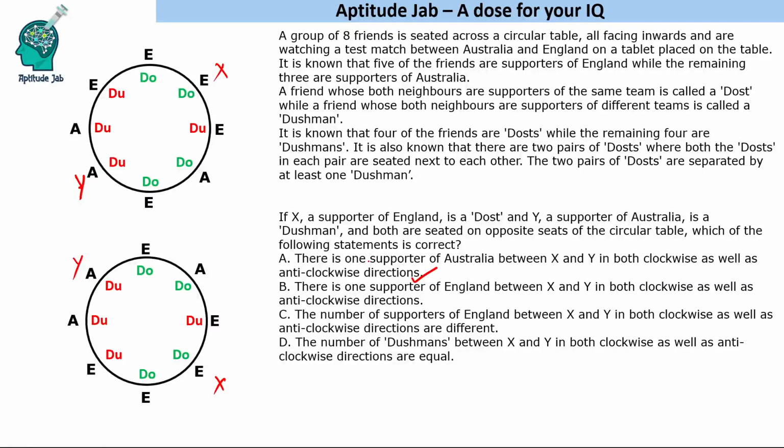Now we do not even need to check this. See, we will check how many supporters of England there are: 2 this side, 2 this side, right. So that is incorrect. The number of supporters of England between X and Y in both clockwise as well as anti-clockwise direction are different. Incorrect, because there are two on both sides. If you see clockwise, anti-clockwise, two this side, two this side. In this case also two on both sides. So this is incorrect.